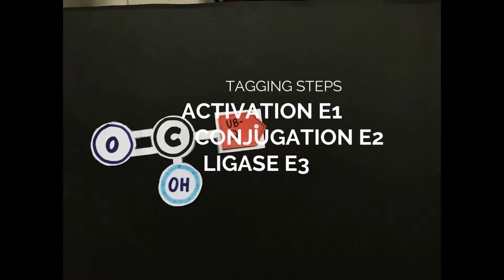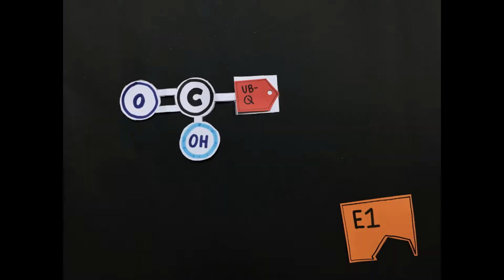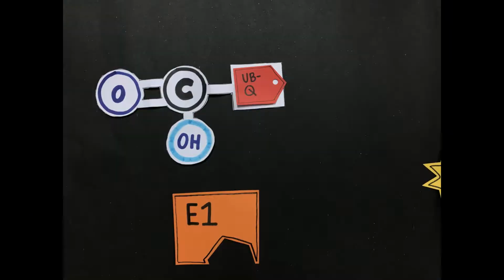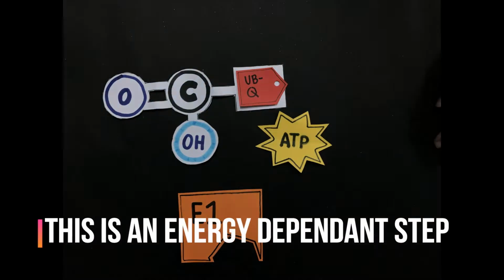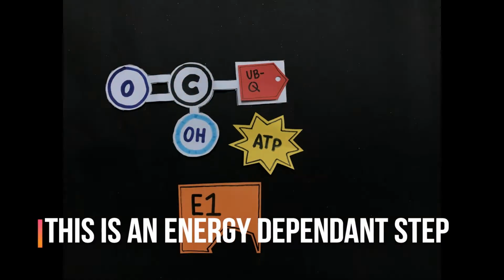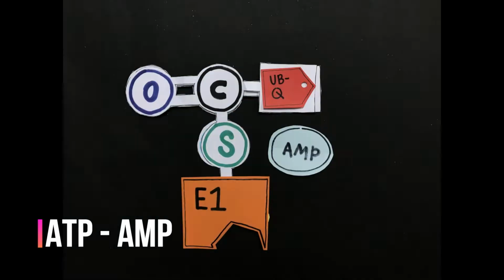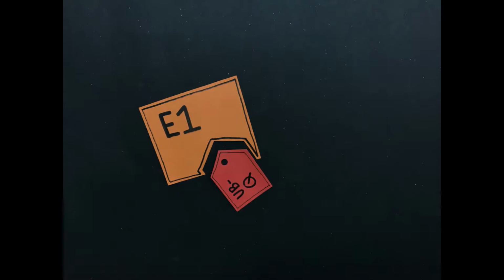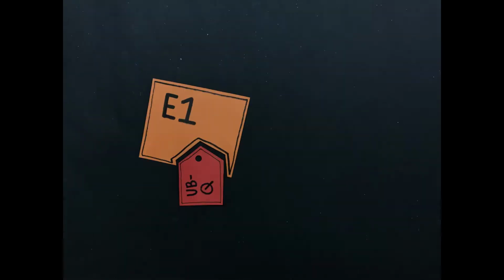For it to perform its function, ubiquitin needs to undergo 3 steps, which are the activation step, the conjugation step, and the ligase step. The tagging process starts with the activation of ubiquitin using enzyme 1. As with any other activation, this is an energy-dependent step. ATP is converted into AMP. Well, that is the chemical process. So basically, what we're going to see is E1 is attached to ubiquitin like this.